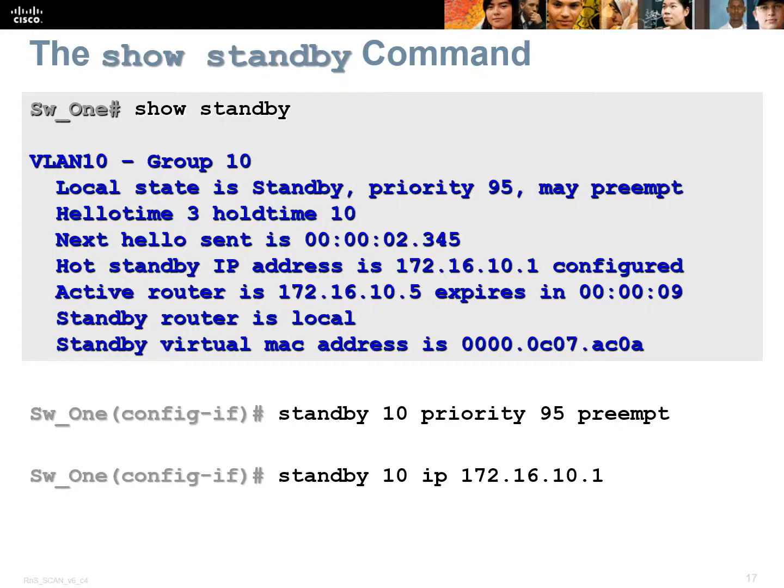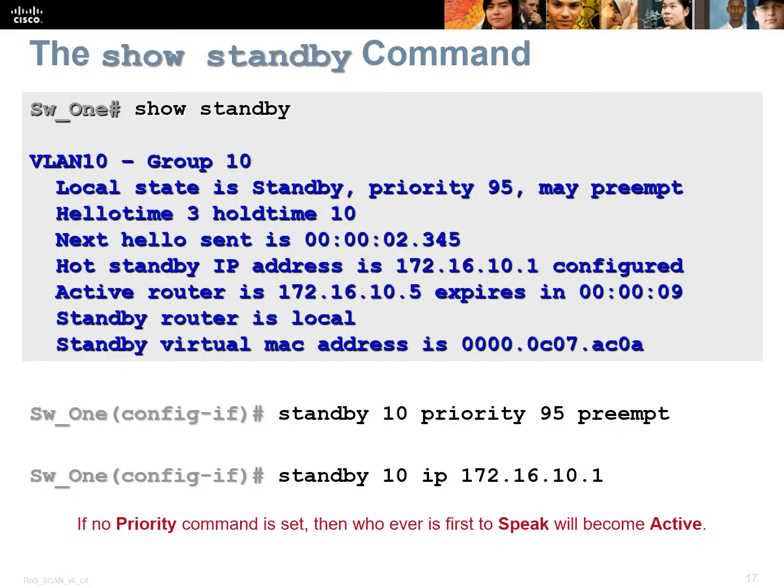So standby 10 IP address and the IP address you want. Once again, the group number. That's the actual hot standby IP address. Currently, this router is in standby. It says the local state is standby and the standby router is local. And you can see just above that line, the active router is 172.16.10.5. So that's the actual real IP address of the currently active router. And it expires in 9 seconds.